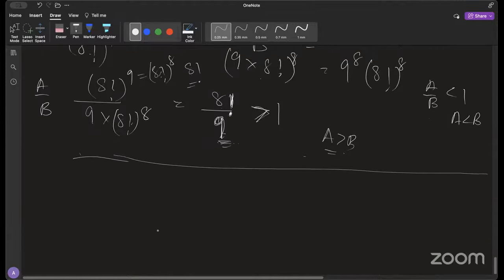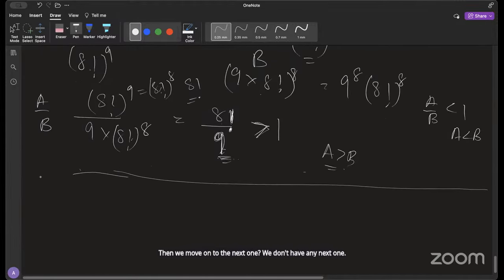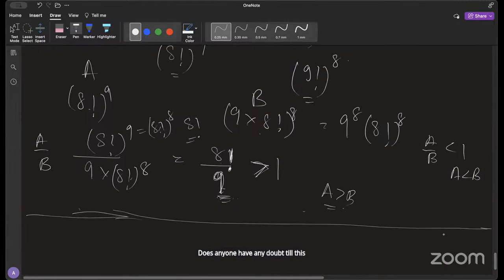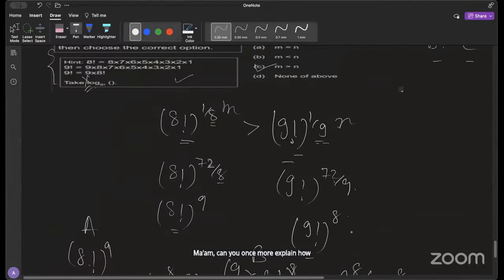Can we move on to the next one? We don't have any next one. Does anyone have any doubt till this? Ma'am, in the question that we discussed, can you explain how you solved this question?